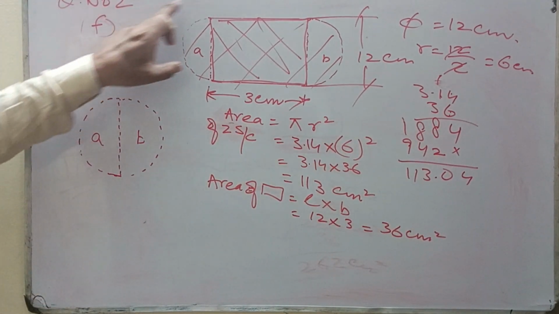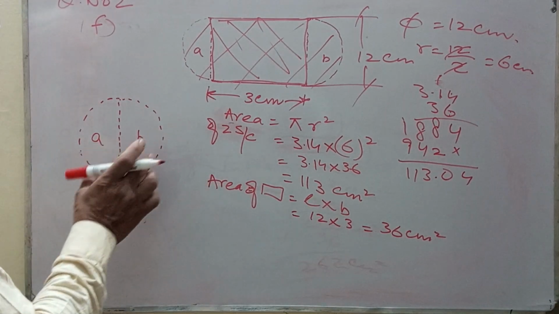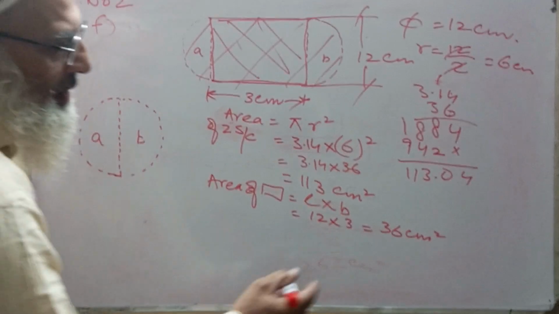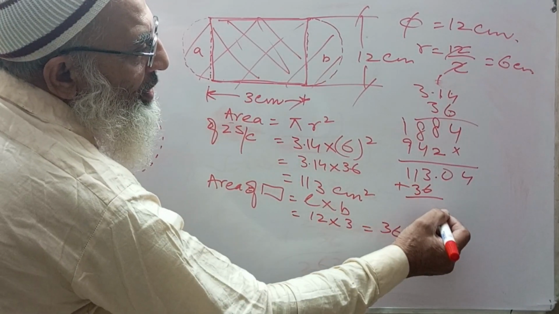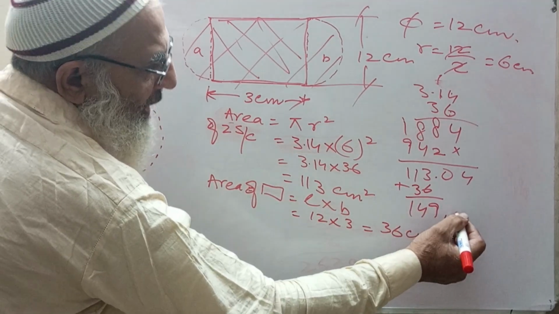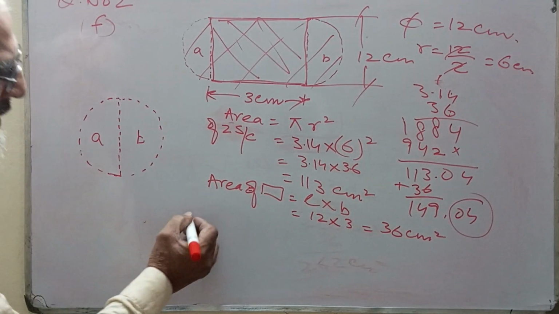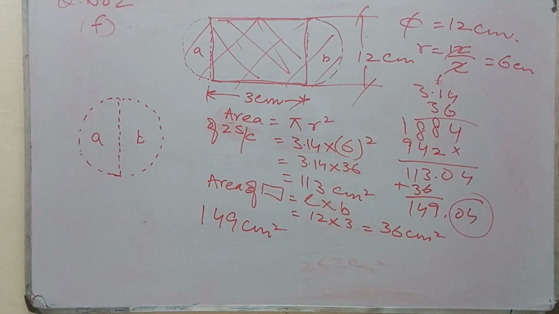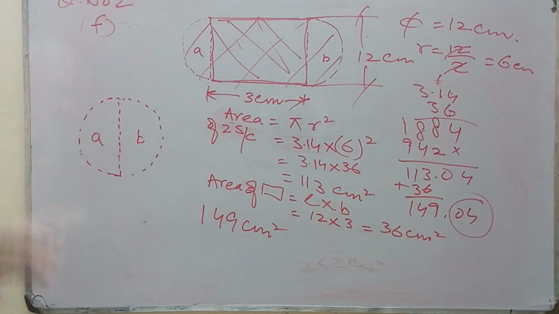Now since we have to find the area of the whole figure, the area of the whole figure is the area of the full circle plus the area of this. So 36 will be added to this. So it will become 149.04, or you can just forget this. So 149 centimeters square is your answer, the area of the whole figure, the shaded figure.